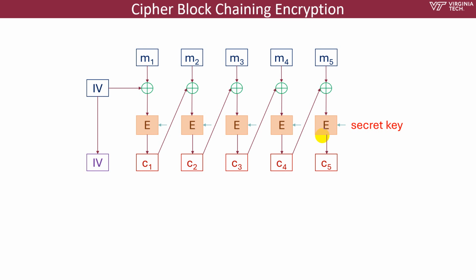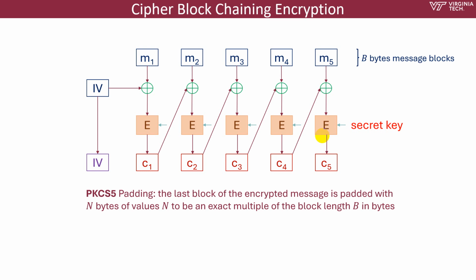CBC works. This is a diagram of CBC encryption mode. The original message is split into many smaller message blocks, M1 to M5 here, and IV is a random value. With CBC mode, the message must be a multiple of b bytes data blocks, and if it's not the case, then padding will be performed. By the PKCS5 standard, the last block of the message is padded with n bytes of value n to be an exact multiple of the block length b.